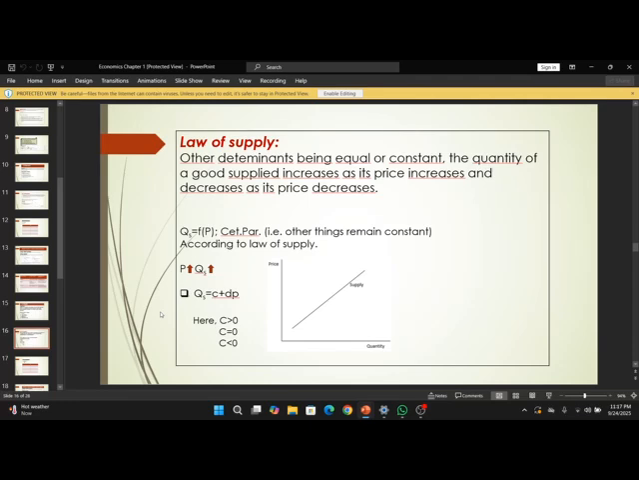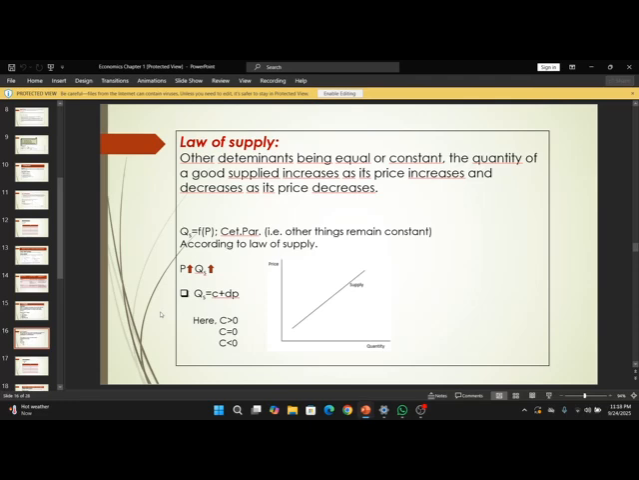Law of supply. Next comes the law of supply, which is one of the key principles of economics. The law states that other things remaining equal, the quantity of a good supplied increases as its price increases and decreases as its price decreases. In short, when the price goes up, supply goes up. When the price goes down, supply goes down.